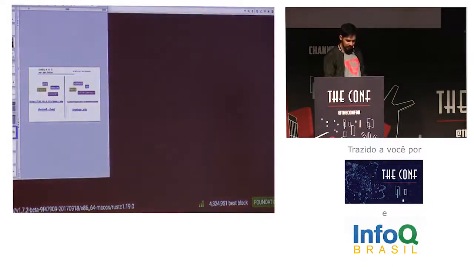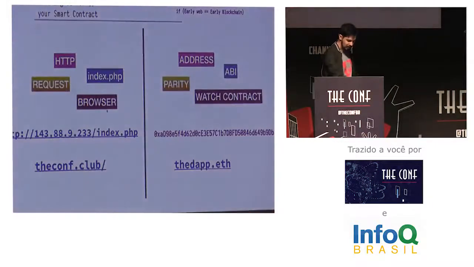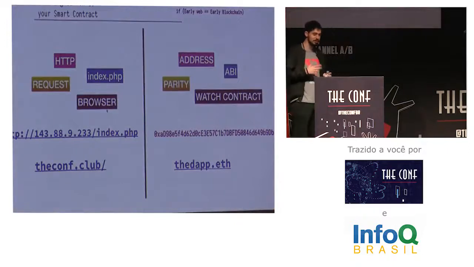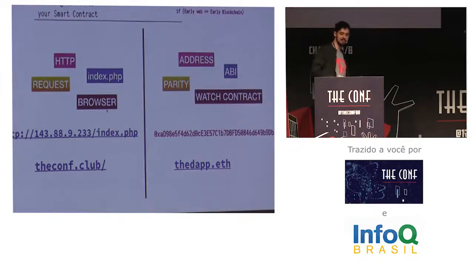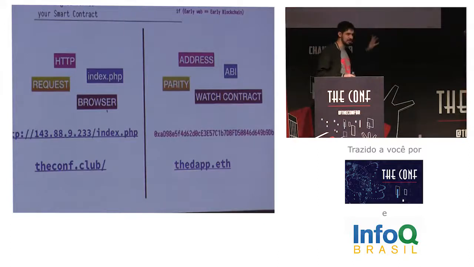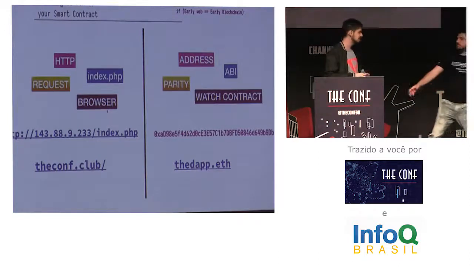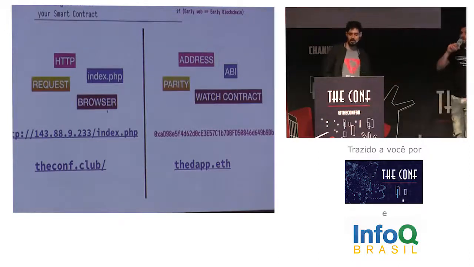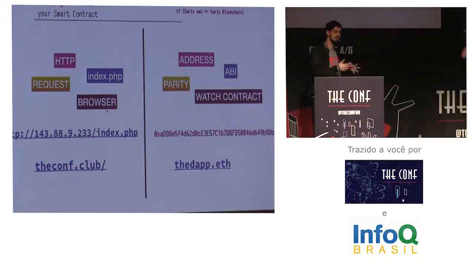So there's a problem with that approach. I like to think that it is a problem we already had in the past, which is that we have to know all these weird terms such as address, Parity, ABI, watch contract, and those strange hashes here. So that's actually not very user-friendly. It's not something that my grandma would love to interact with. But we had this kind of problem before.